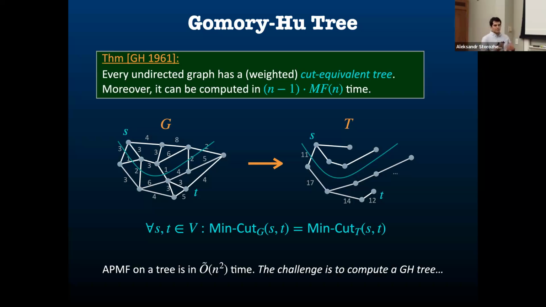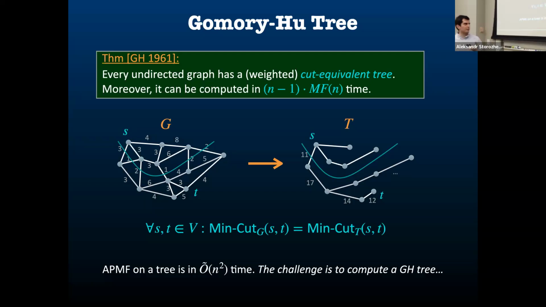And not only did they show that this is existential, their proof was algorithmic, and it gives an algorithm for computing this tree given any graph using n minus 1 calls to a single pair minimum cut algorithm. Okay. And once we have the tree, solving our problem over max flow becomes very easy. For every pair, you just need to find the cut in a tree, which you can do in log n time.